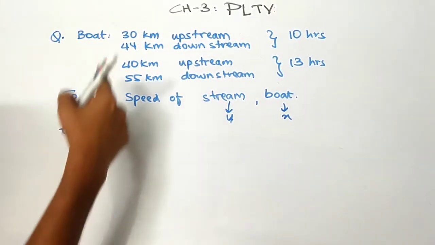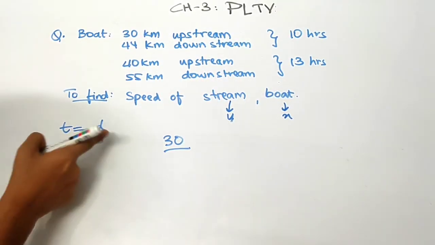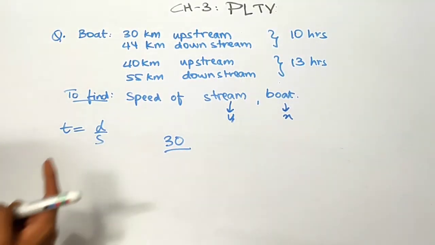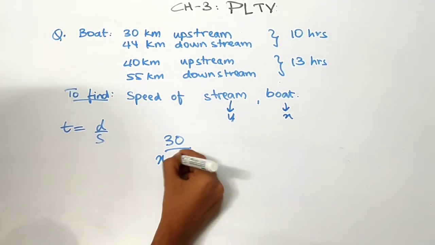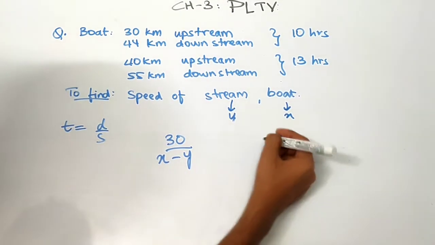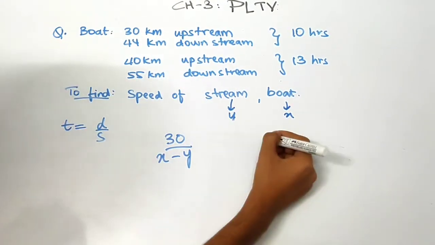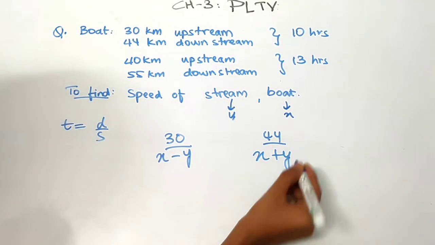Our first thing, 30 divided by upstream. So our first distance traveled is 30 kilometers and it is going upstream. So as you already know, in upstream the speed gets subtracted, X minus Y, and your next distance is 44. So 44 divided by, in downstream it gets added up, so X plus Y.